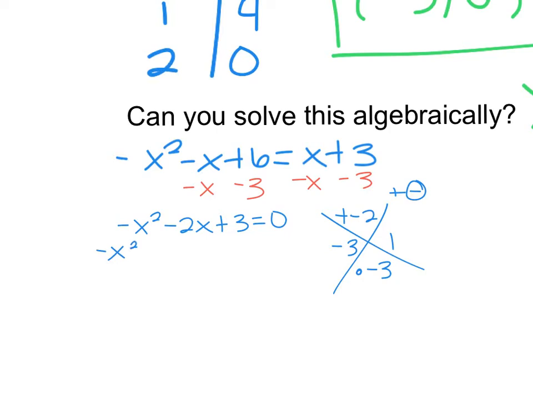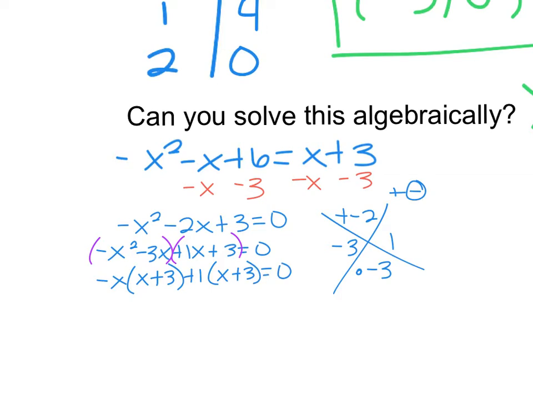So this would be negative x squared minus 3x plus 1x plus 3 equals 0. You could have wrote it the other way. That's already committed. So we have this. This factor out a negative x. This would be x plus 3. On this one, factor out just a positive 1, so that doesn't change it at all. So it'd be x plus 3. So now I have negative x plus 1 times x plus 3 equals 0.